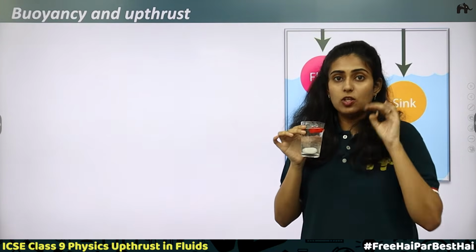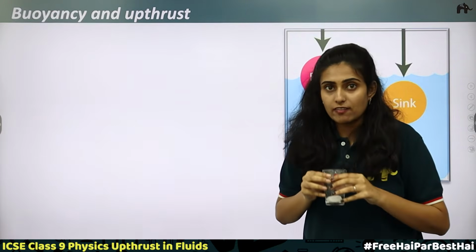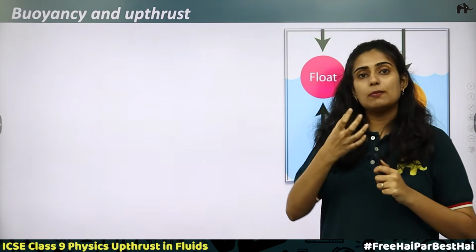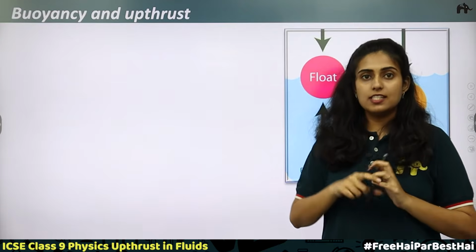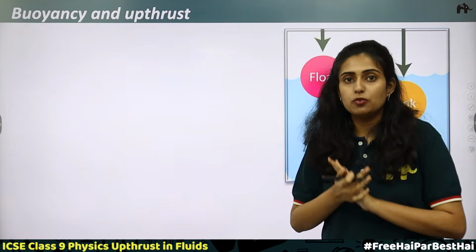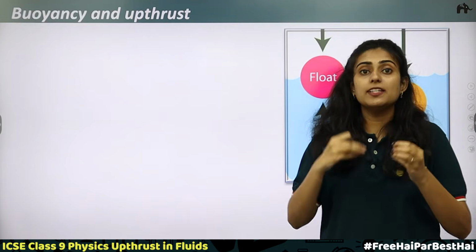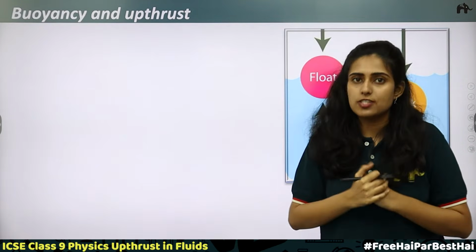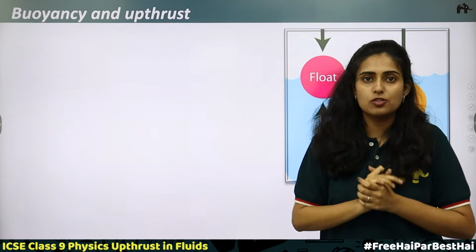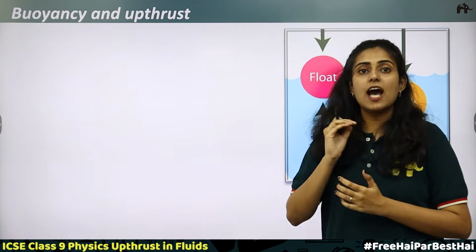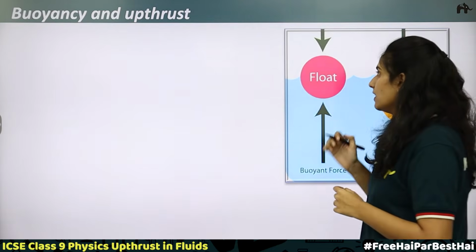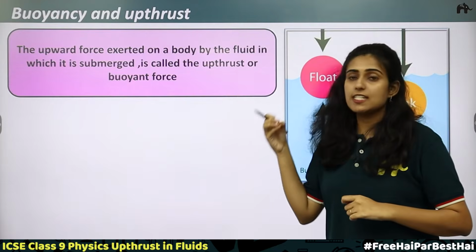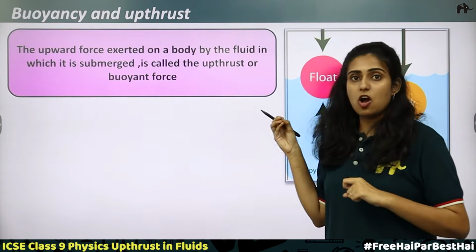So here we know that every object is experiencing gravity. Gravity will act in the downward direction, that is, the weight of the body will be acting in the downward direction. So in this case, the cap will be able to float on the surface of water because there is some other force which is greater than gravity that is holding it there. So some upward force is acting on this object. This upward force is called the buoyancy or the upthrust. So we can define buoyancy as the upward force exerted on a body by the fluid in which it is submerged, called the upthrust or buoyancy.